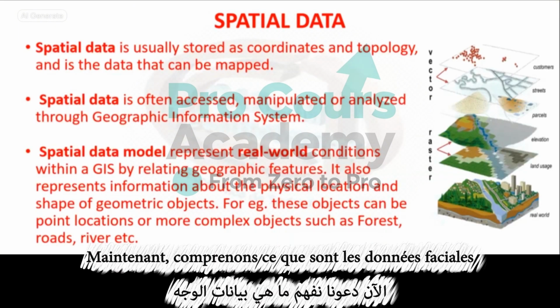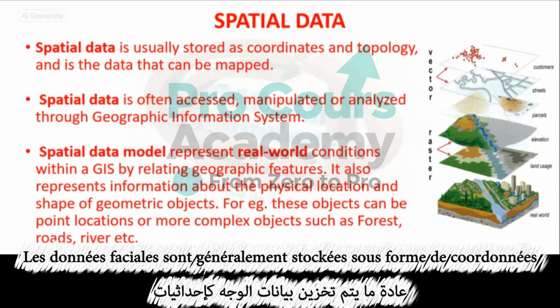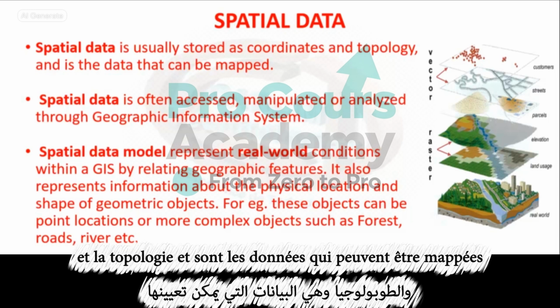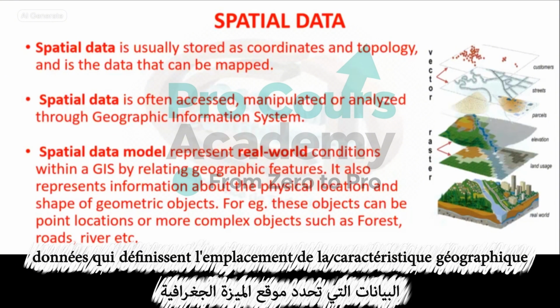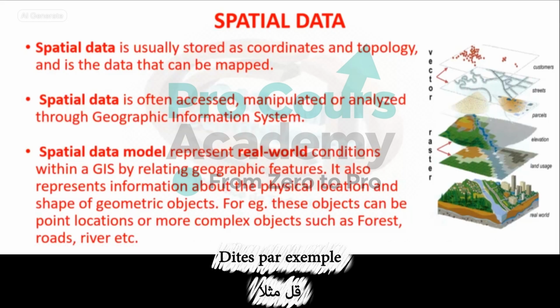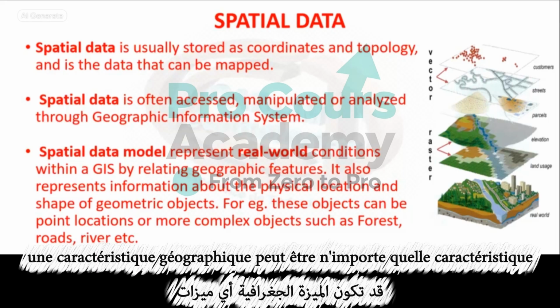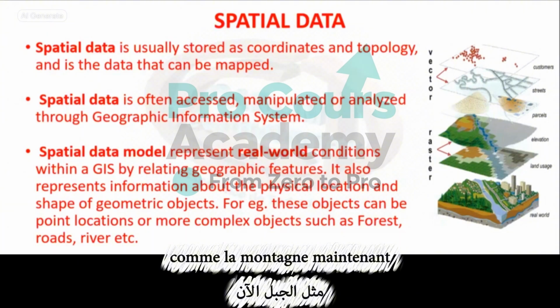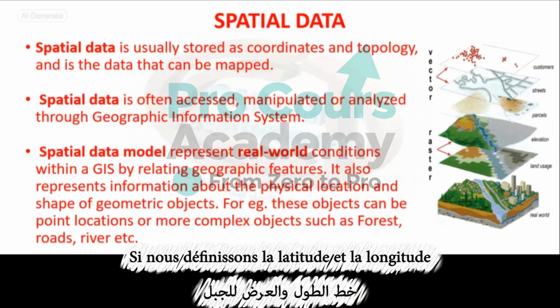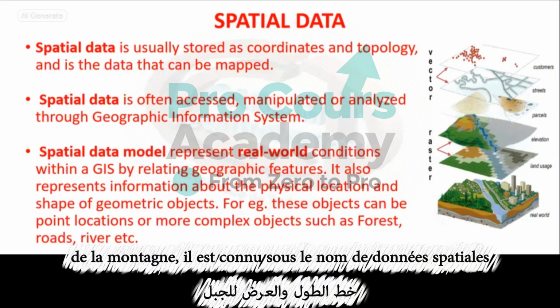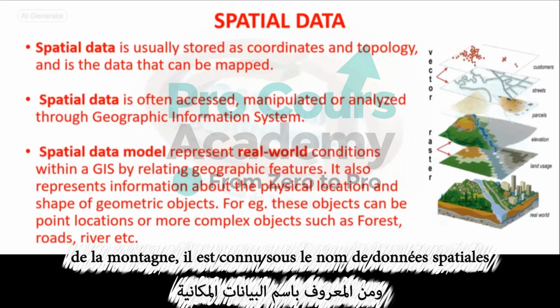Now let us understand what is spatial data. Spatial data is usually stored as coordinates and topology, and is the data that can be mapped. It is data that defines the location of a geographic feature. Say for example, a geographic feature may be any feature, such as a mountain. If we define the latitude and longitude of the mountain, it is known as spatial data.